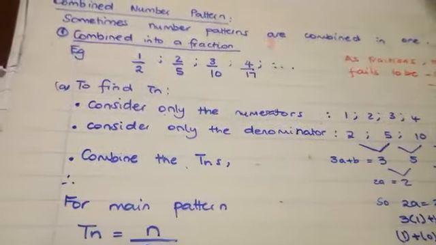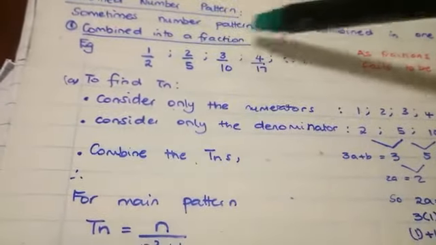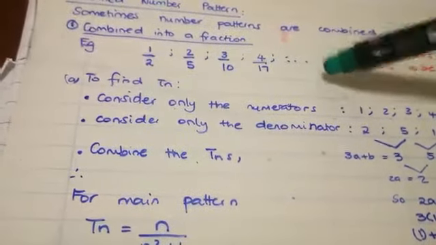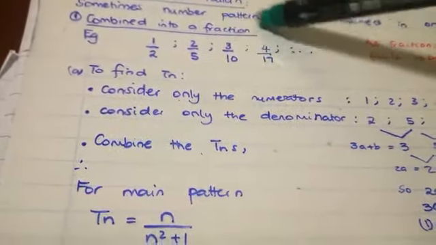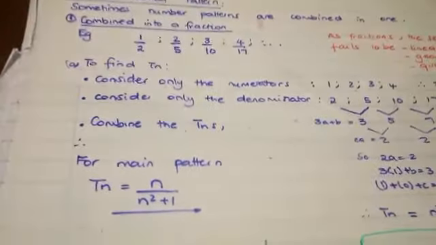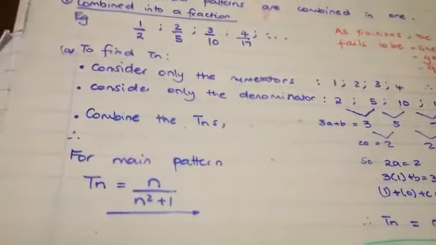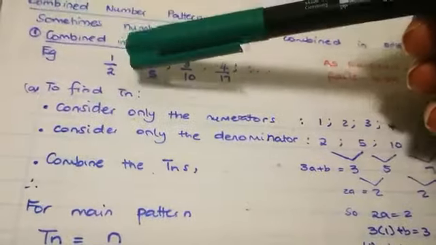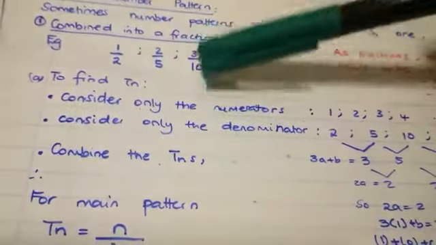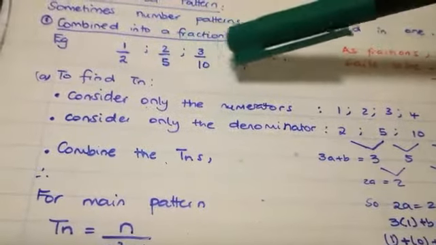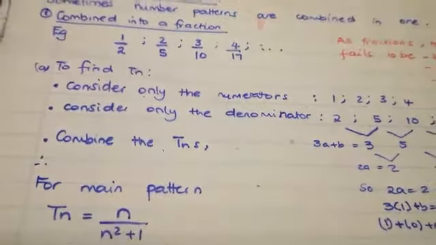Alright, so what happens here is that two number patterns will be combined either to form a fraction or they'll be combined just in one line like this one. So we are going to look at just two examples to expose you to those. If you look at this fraction, sometimes you can get a number pattern that is in fraction form.